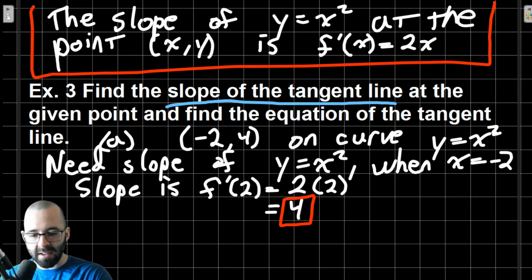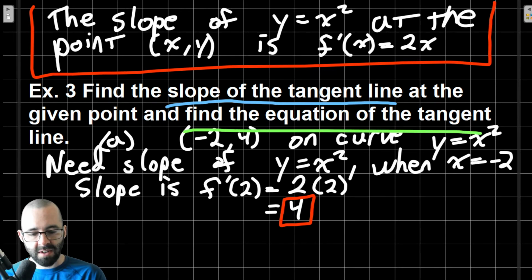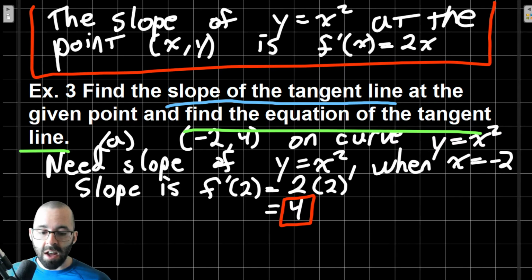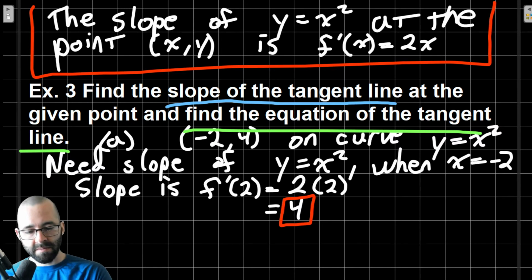Because what else is next? It's also asking you to find the equation of the tangent line. Well, we already have the slope. We already have a point. This is 1.1 all over again. Use point slope form. So the next thing that we're doing is we need to find the equation of that tangent line.